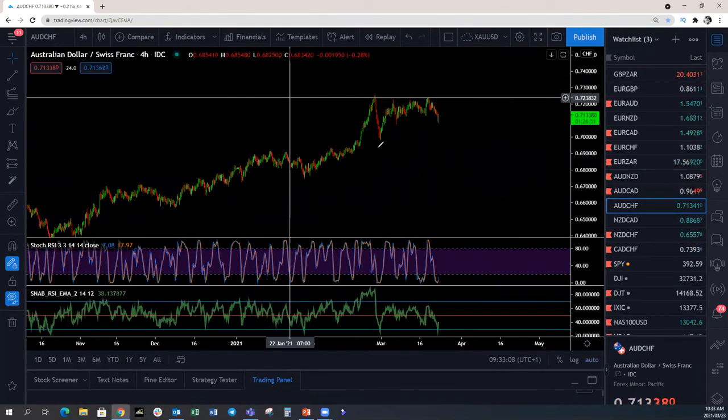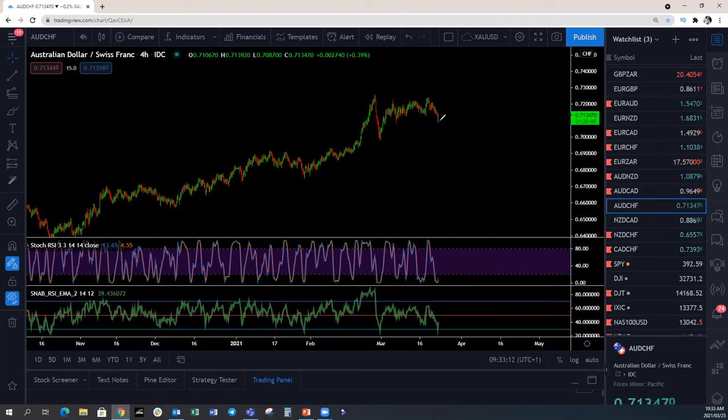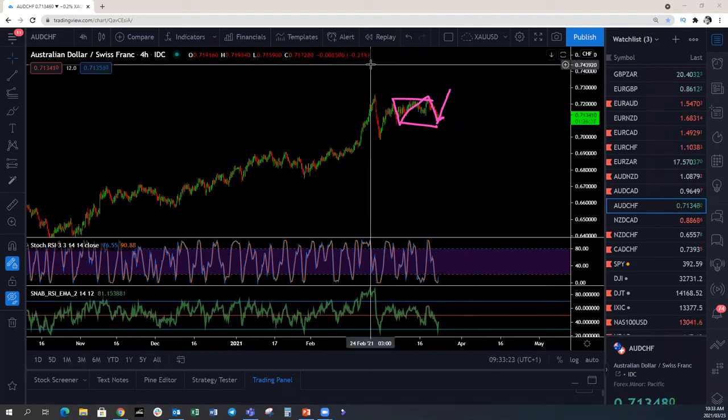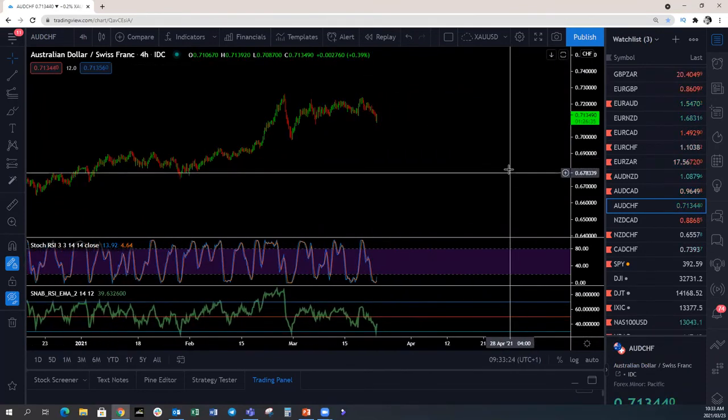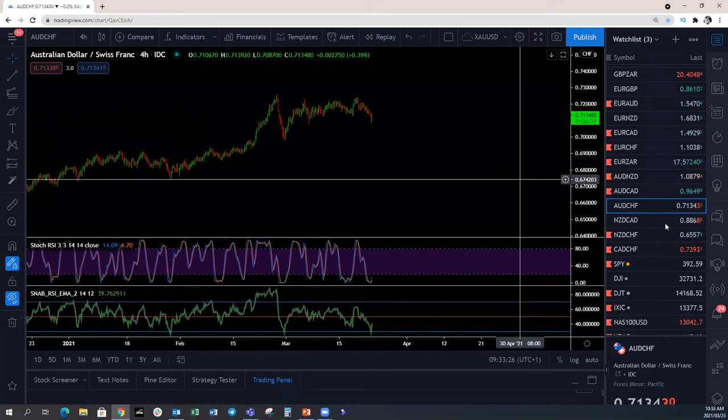Audi Chief. Audi Chief, is it going to give us this? Because we've got 1, 2, 3 here. Let's see what we get from current levels. We may see a push to the upside there. New Zealand CAD.